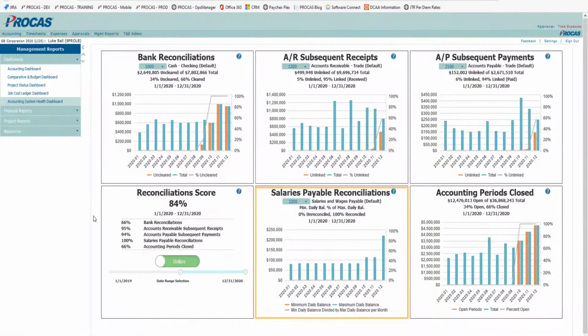Tile 4, Salaries Payable Reconciliation. Tying out how much labor is recorded in the system to how much you paid your employees is one of the most important functions of the monthly accounting cycle. Nobody wants to pay their employees incorrectly. Therefore, reconciling the salaries payable to your payroll system is pivotal to make sure this doesn't happen.